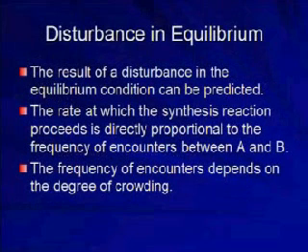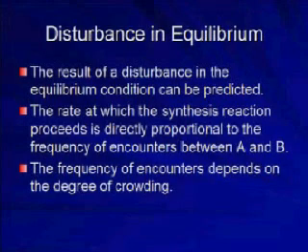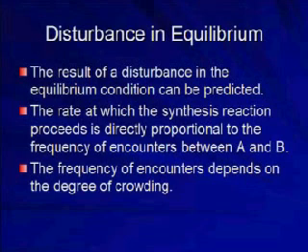Disturbances in the equilibrium. The result of a disturbance in the equilibrium can be predicted. The rate at which the synthesis reaction proceeds is directly proportional to the frequency of the encounter between A and B. An important concept to learn here early on. Later on in the lecture, we'll talk about enzymes and we'll understand why these direct proportions of the components, such as A and B, are so important.